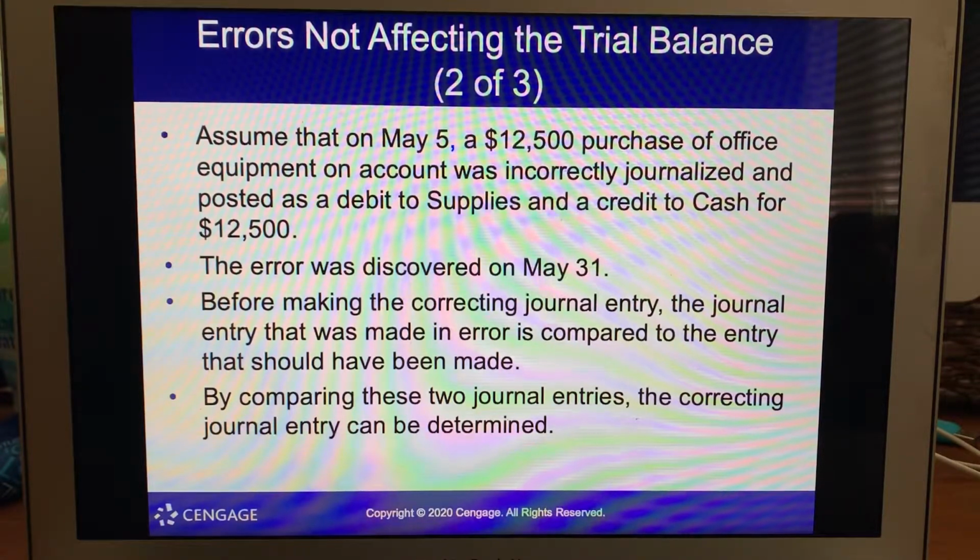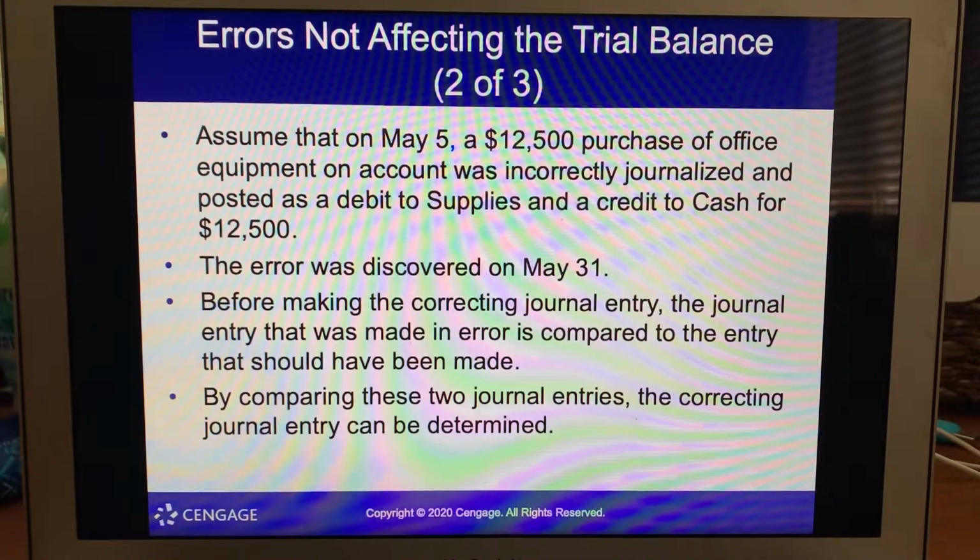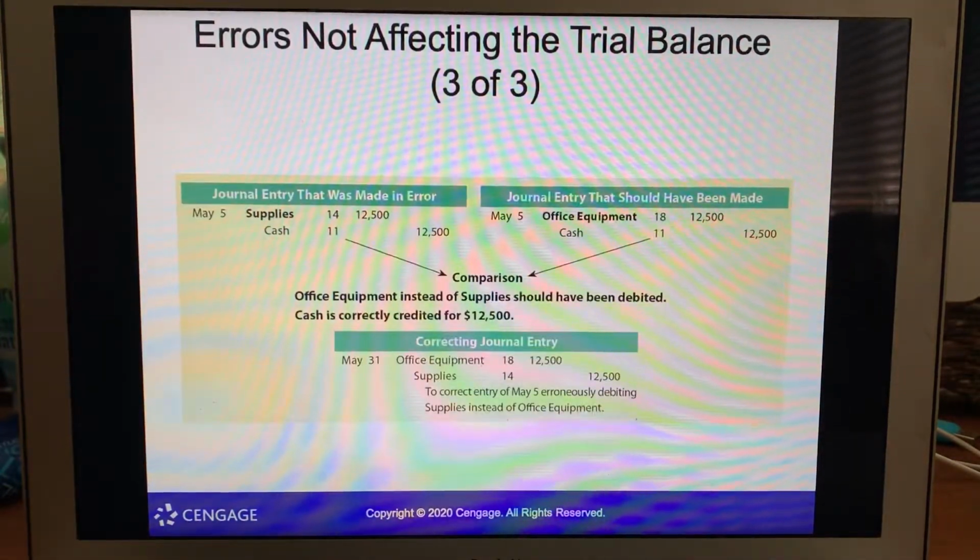Before making the correcting journal entry, the journal entry that was made in error is compared to the entry that should have been made. Comparing the two journal entries, the correcting journal entry can be made. So we just have to go back and make an adjustment at the end whenever we find it. So here's what happens. Supplies 1250, cash 1250, and then the journal entry should have been equipment 1250, cash 1250. So the equipment and the supplies is where the error was. So then the correcting entry is right there on the bottom.